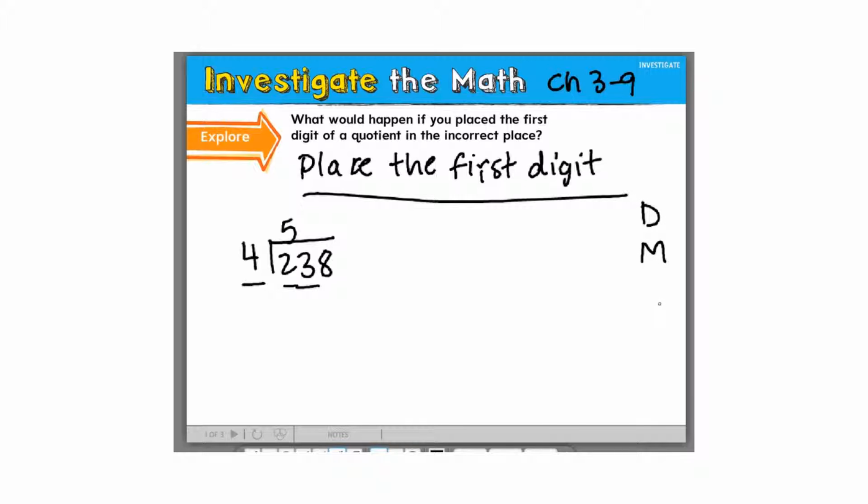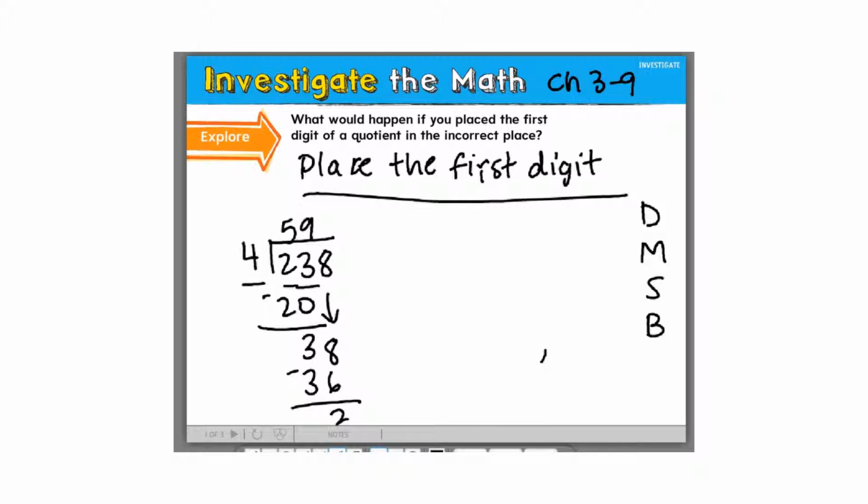So now I'm going to multiply 5 times 4 and I get 20. Then I'm going to subtract. Then I'm going to bring down. And now I'm going to divide 4 into 38. So how many times does 4 fit into 38? Karnpreet? 9 times. 9 times. 9 times 4 is 36. When I subtract, I get 2.